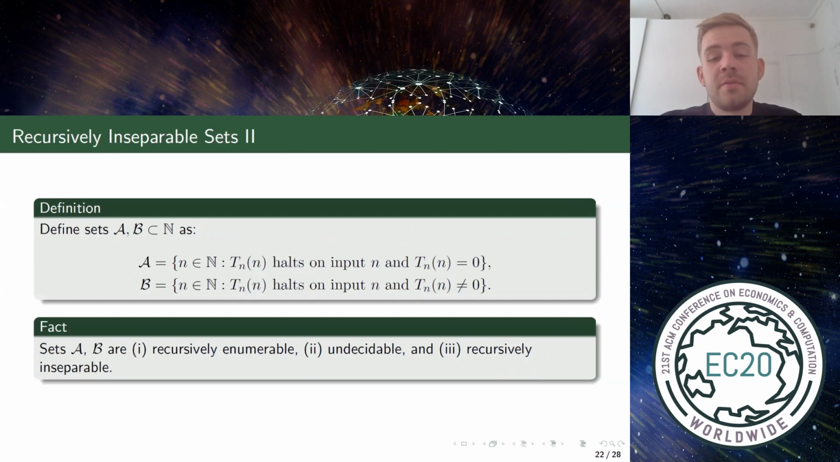Now consider the following two sets, A and B, where A consists of all inputs n such that the n-th Turing machine halts on n and outputs 0, and B is the same but with non-zero output. Similarly to the famous halting problem, sets A and B are recursively enumerable but undecidable. And what is the most important, A and B are recursively inseparable, and we will use these sets to force player 1 to separate them in order to respond optimally.